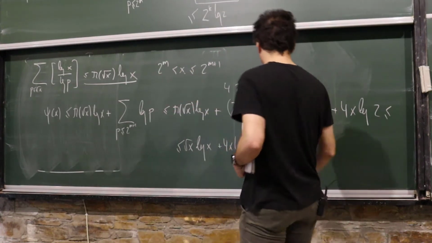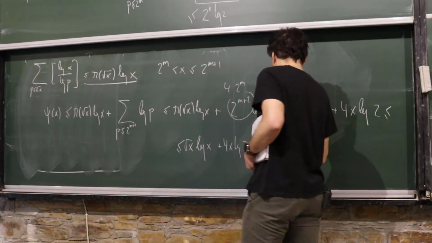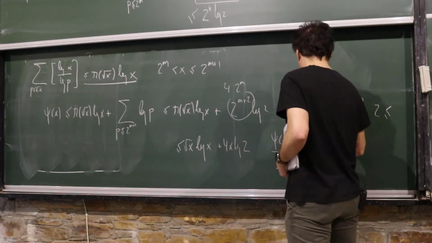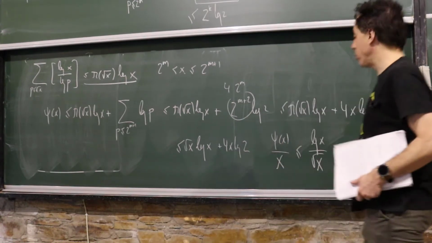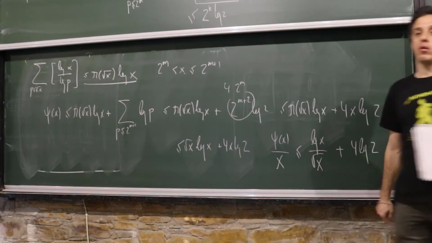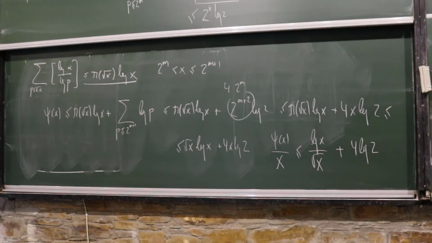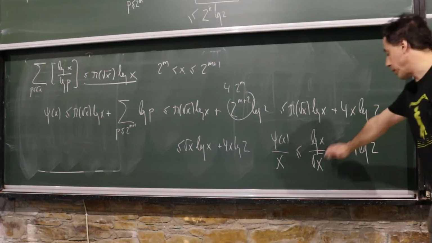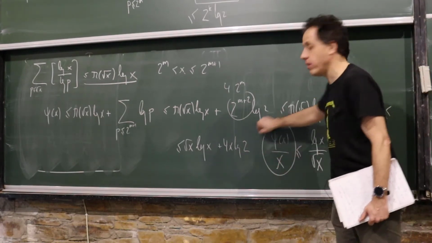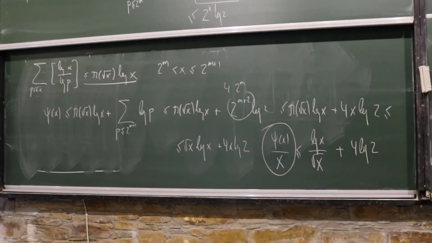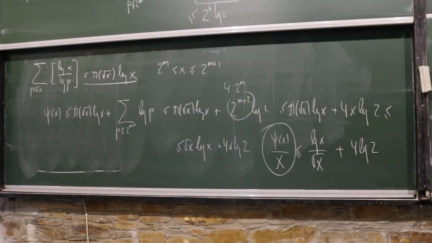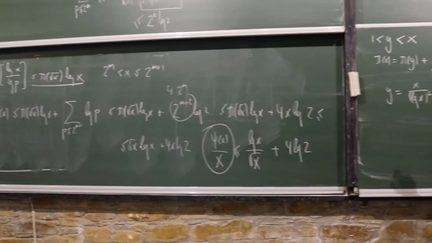Now we take psi of x over x, and psi of x over x must be smaller or equal than log of x over square root of x plus 4 times log 2. And when x tends to infinity, the right hand side tends to 4 times log 2, so in particular this expression is bounded above. Of course, this is not at all the best bound, but for our purposes, it doesn't matter. It's a very rough bound.